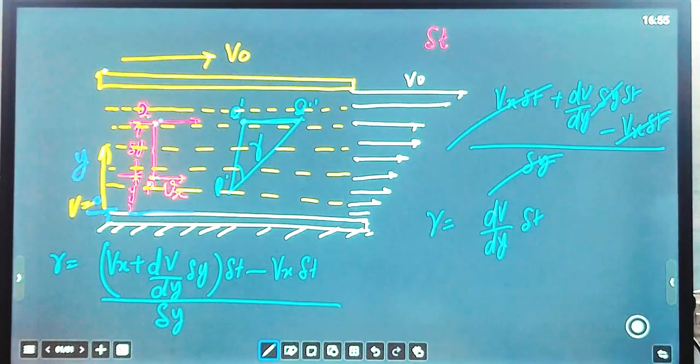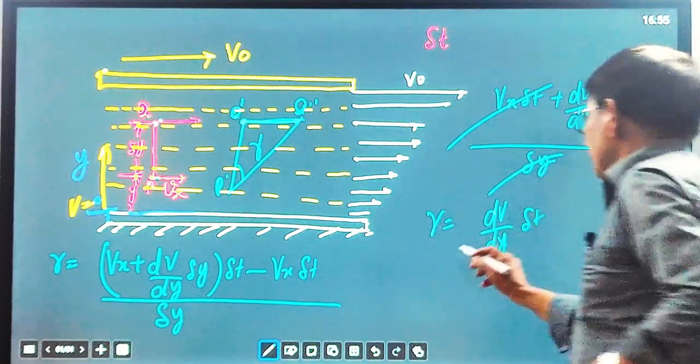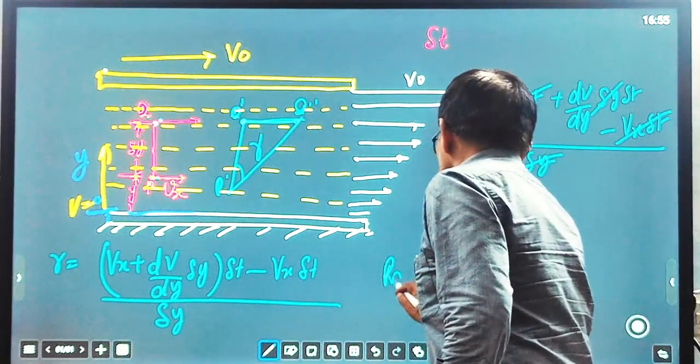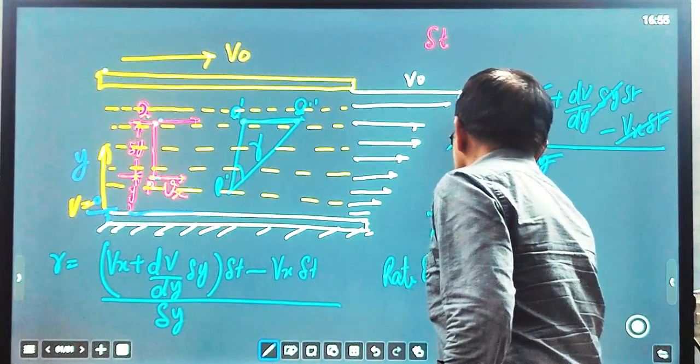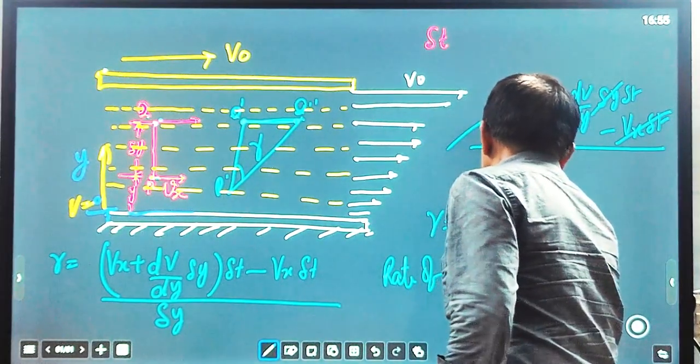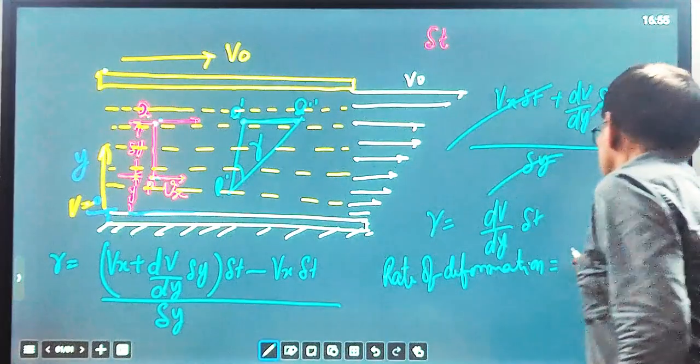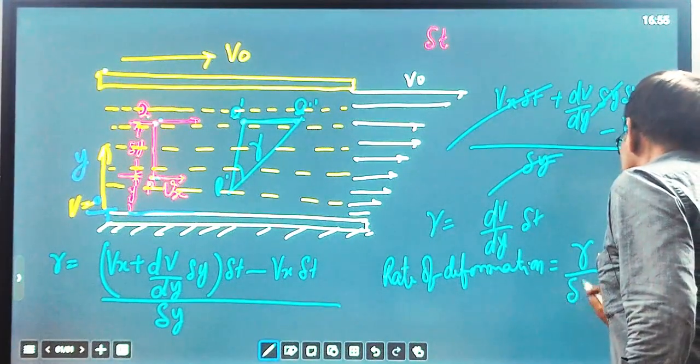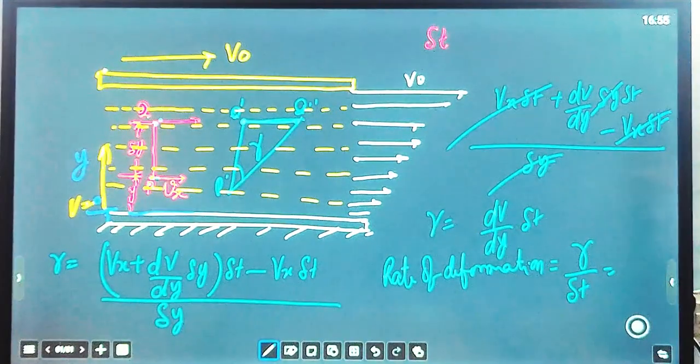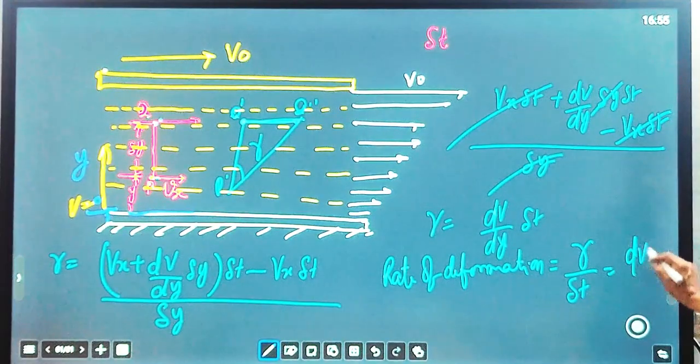And what is the rate of deformation? It means the strain occurring per unit time. So the rate of deformation that we want to define, the rate of strain, is gamma upon del t, equal to dv over dy divided by del t. So dv over dy is the rate of deformation.